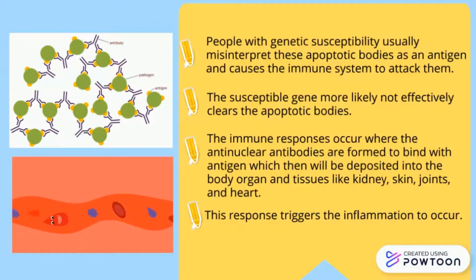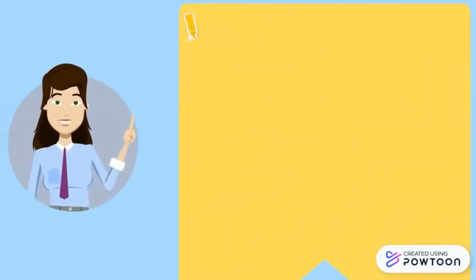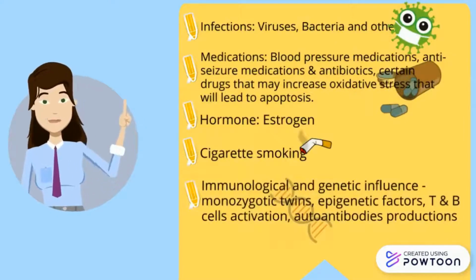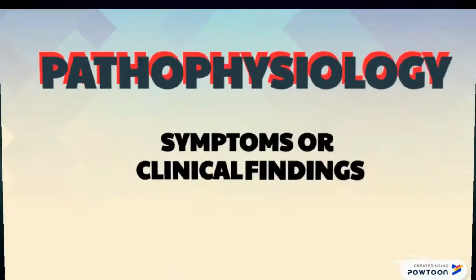The immune response occurs where the antinuclear antibodies are formed to bind with antigen, which then will be deposited into the body organs and tissues. Inflammation occurs. Other factors also include symptoms or clinical findings.